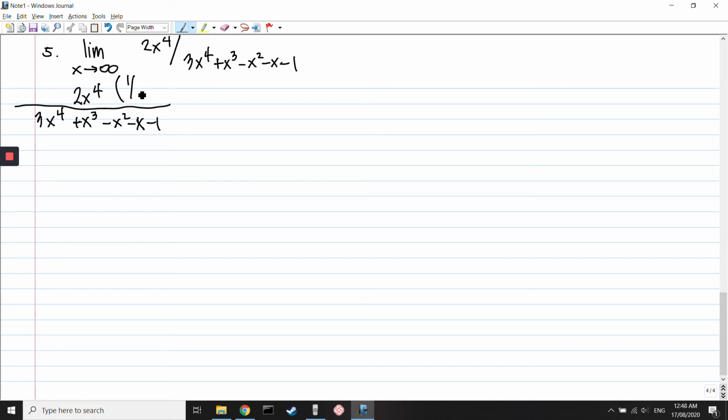Thus, we just need to multiply by its reciprocal value. So for this matter, 1 over x raised to the power 4. Then again, we operate the same with the numerator and denominator. So x raised to the power 4. Operating this, it will go like this: 2 over 3 plus 1 over x minus 1 over x squared minus 1 over x cubed minus 1 over x raised to the power 4.